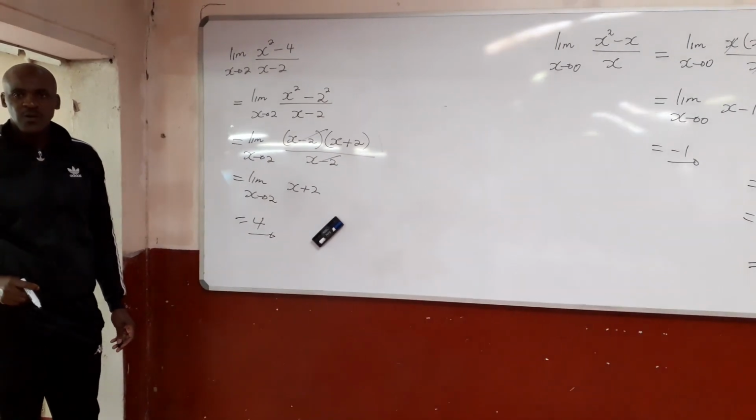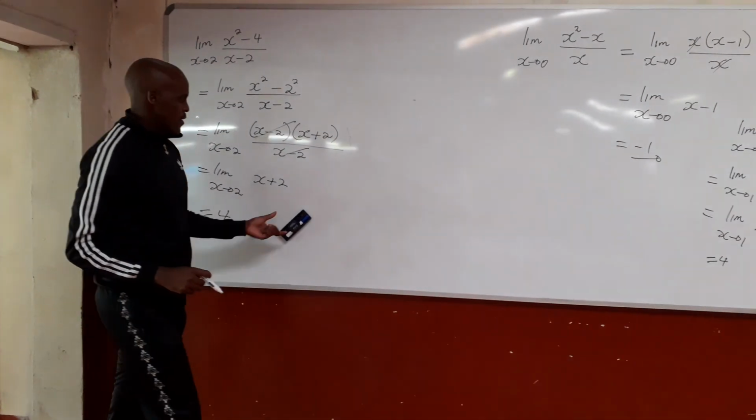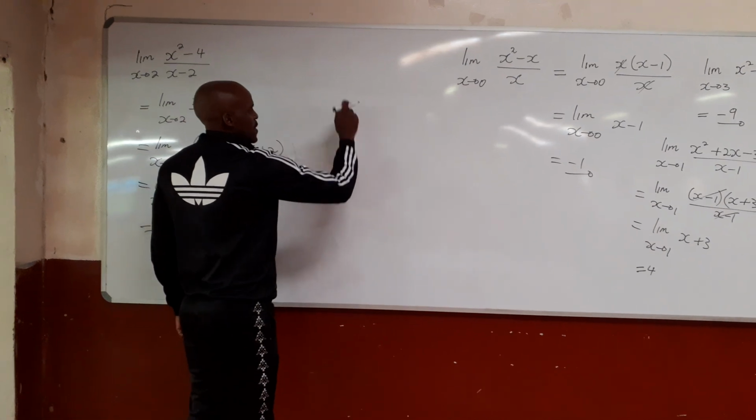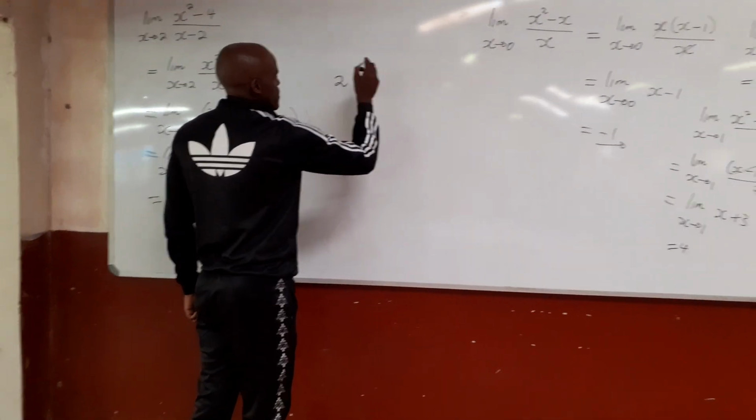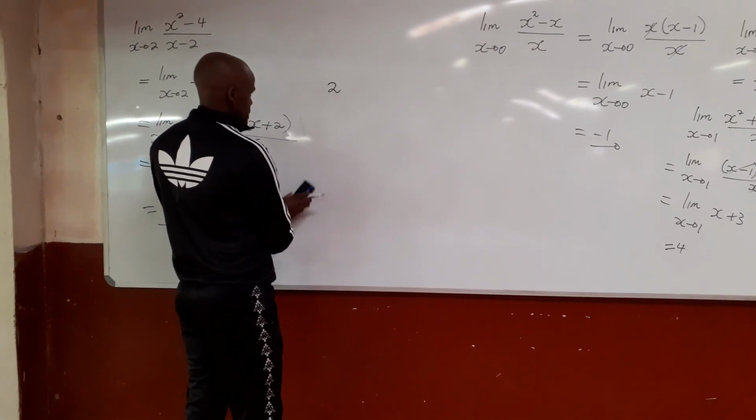Is there any other example? Yes, the last one. Can you give us? Find the limits of 2x squared. Right, you wait.